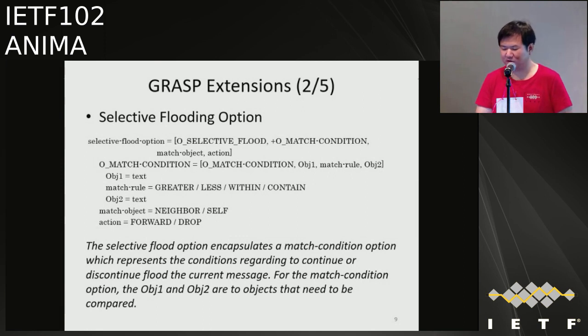Then there's an option defined called selective flooding. This could be encapsulated in the flood message to indicate whether this message is suitable to propagate to other nodes or just dropped at the current node. And we also define a sub-option called the match condition option. For example, there are two objects that need to be matched. One simple example is that object one could be the role of the current device, and object two could be the predefined role. For example, if this role is a CSG in the IP RAN, then it just drops the message. It's just a simple example.